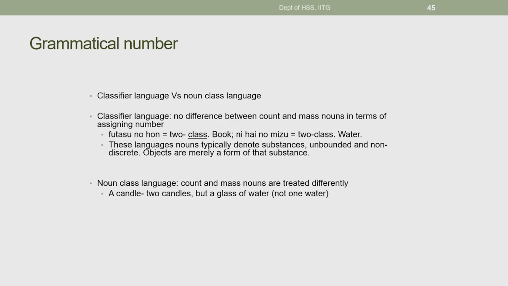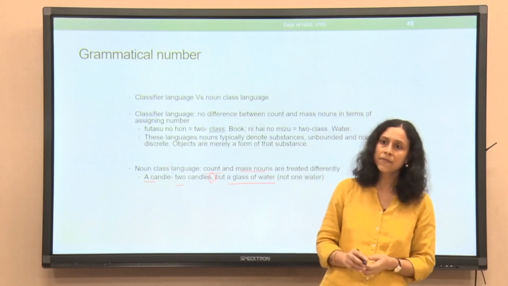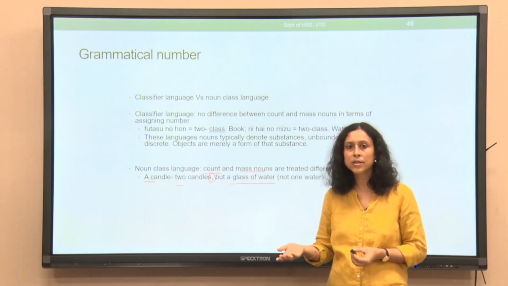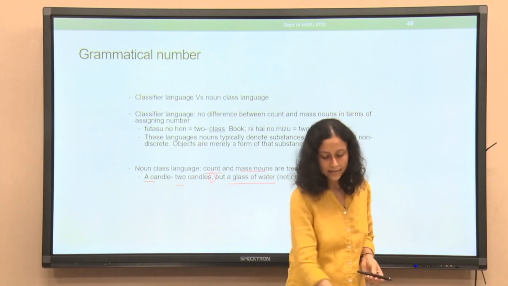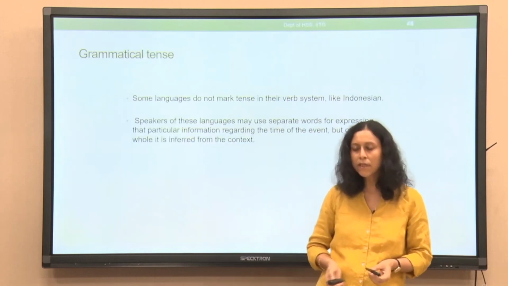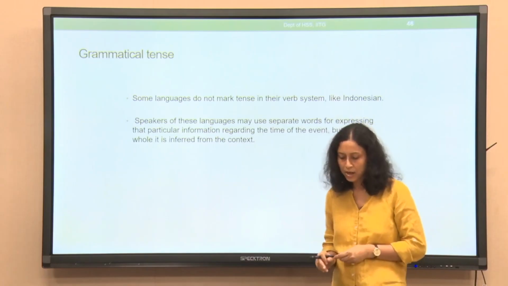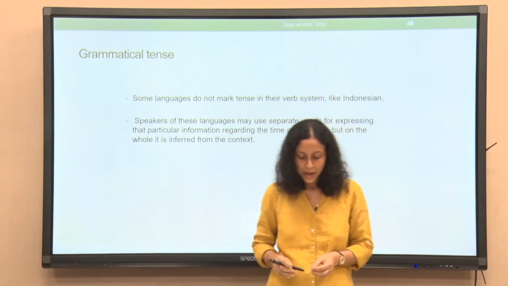In a noun class language, for example, count and mass nouns are treated differently, as you see: a candle, two candles, and there is a marker here, but in the case of uncountable mass nouns, you have to say a glass of water, not one water. But in classifier languages, it is possible to say a glass of a water as well as a book. That is the difference. And there will be a classifier that will come in between these two parts of the grammatical aspects.